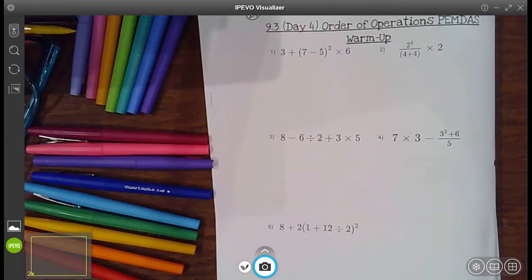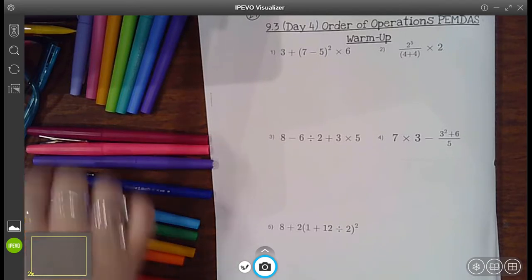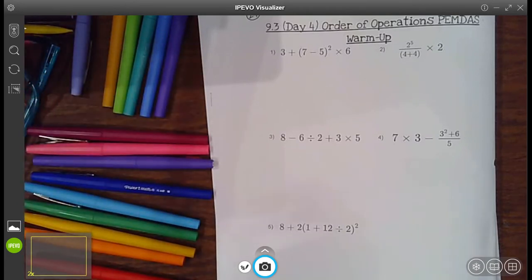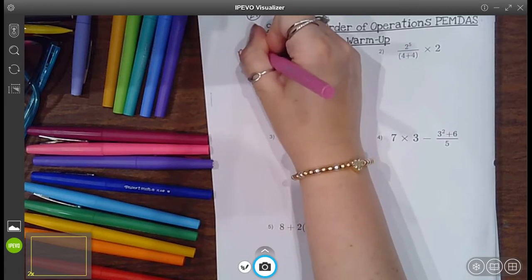Hello, my little mathematicians. We are going to review order of operations, otherwise known as PEMDAS. Since this is a review, go ahead and pause the video and then unpause it when you think you have it and check yourself. Okay. Now that you unpaused and you're back with us, I recommend that each time you do one of these problems, you write out PEMDAS.